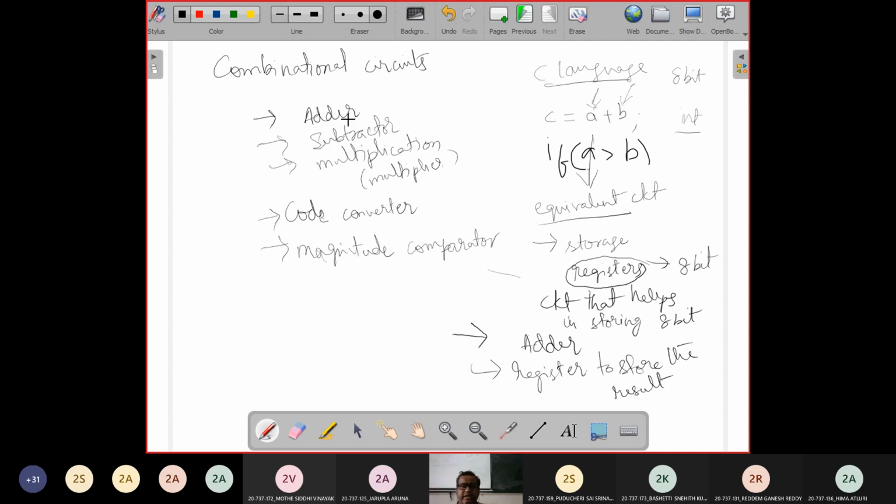So all these circuits we are going to understand in our discussion. How can you design an adder circuit? How can you design a subtractor circuit at the lowest level? How can you design a multiplier, a code converter circuit, a magnitude comparator circuit? All these things we are going to understand in this subject.